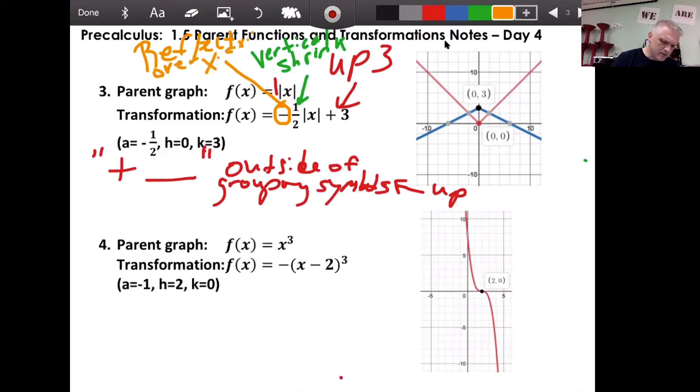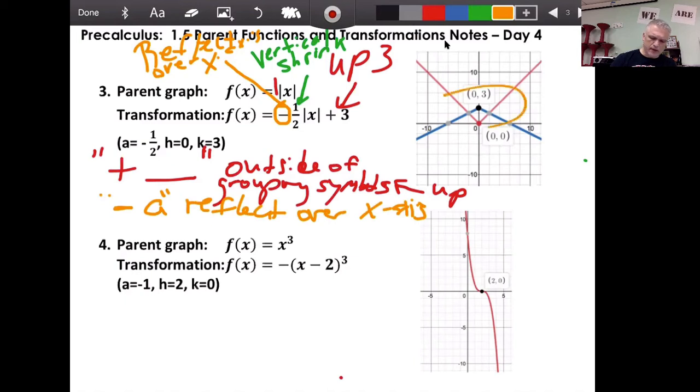So any negative a, if the number in front of the grouping symbol is negative, or if it's a number in front of x when there is no grouping symbol. So if you have like 5x squared, that's a positive 5. A is positive. If you have -3x squared with no parentheses, -3 is your a. So a negative a will reflect over the x-axis.